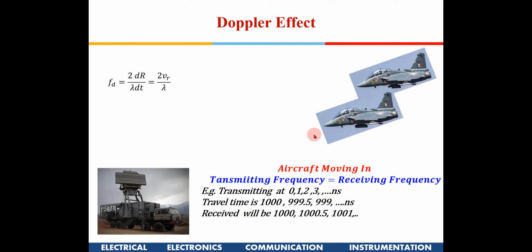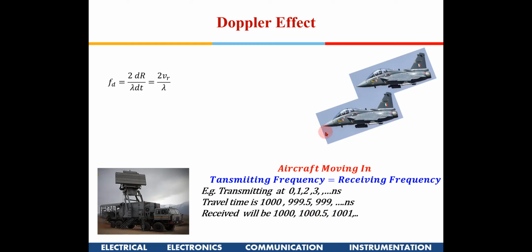Now let's take a second case where the aircraft is approaching the radar. I transmit the first pulse and the total distance traveled is proportional to 1000 nanoseconds, so I'll receive it at 1000. But the second pulse doesn't have to travel that much because the aircraft has now moved forward, so it has to travel a lesser distance. So instead of receiving at 1001, I could receive the second pulse slightly earlier than 1001, say 1000.5, just as an example.